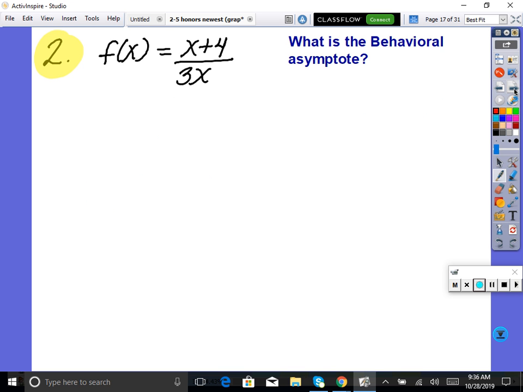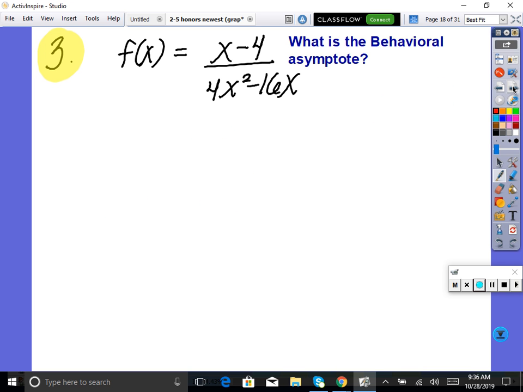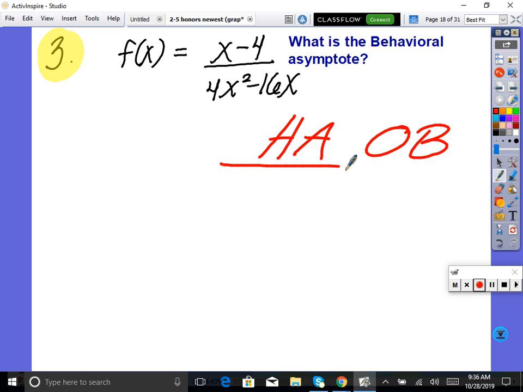Number 2, what is the behavioral asymptote? Is it horizontal asymptote or oblique? The degree on top and bottom are the same, so it's horizontal, and it's y equals 1/3. Divide your leading coefficients. Very good. So again, number 3, what is the behavioral asymptote? Horizontal or oblique? It's not oblique. Degree on top is smaller than the degree on bottom. So we have a horizontal asymptote at y equals 0.